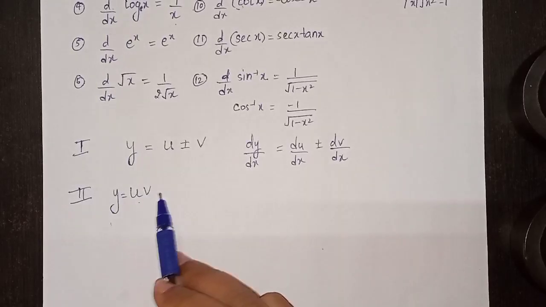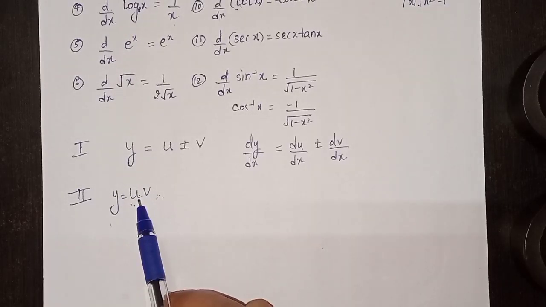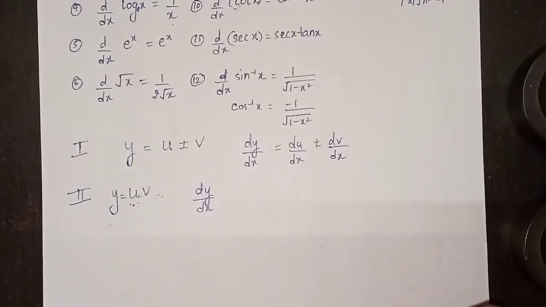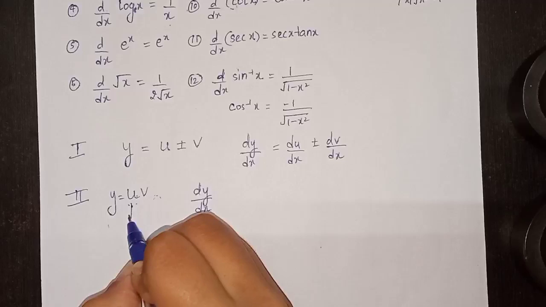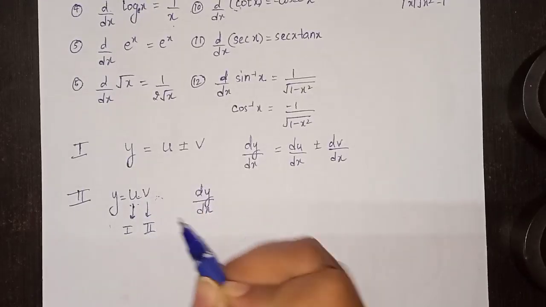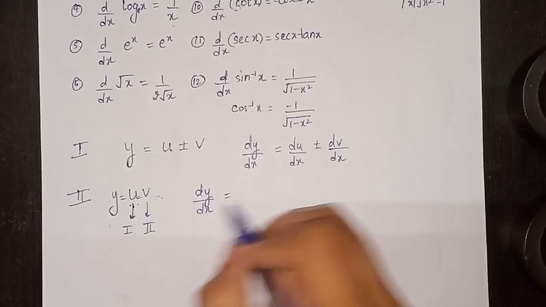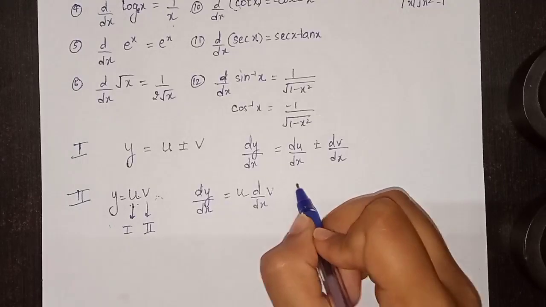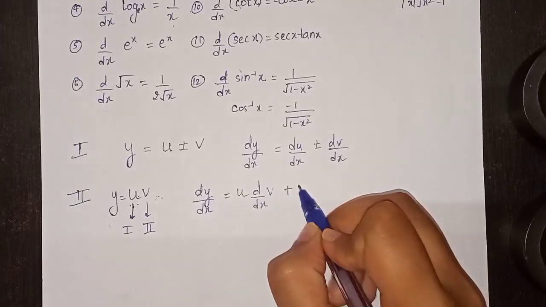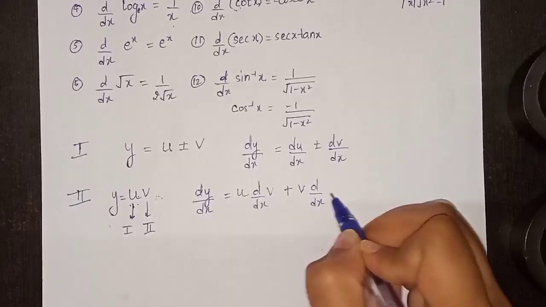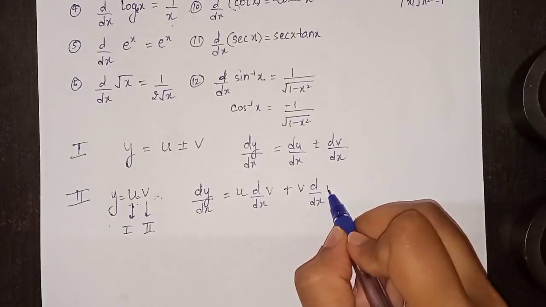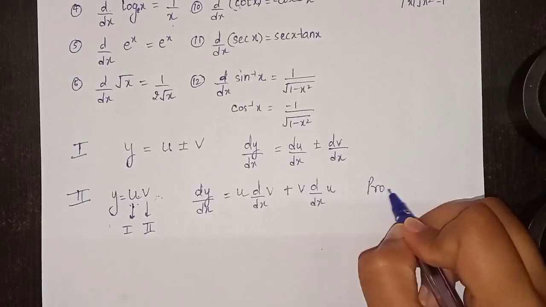Second case, y is equal to uv. This is product rule. Here both the functions are getting multiplied, so we'll be applying product rule. dy by dx, we are differentiating it with respect to x. This is the first function and this is the second function. So dy by dx is equal to first function as it is, then d by dx of second function, that is v, plus in between, second function as it is, and d by dx of first function. This is how you apply product rule.